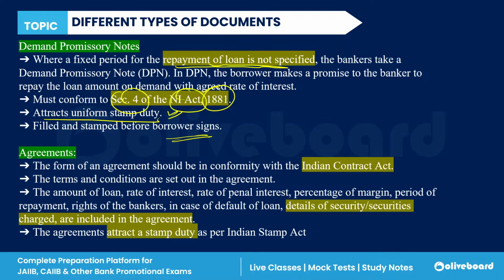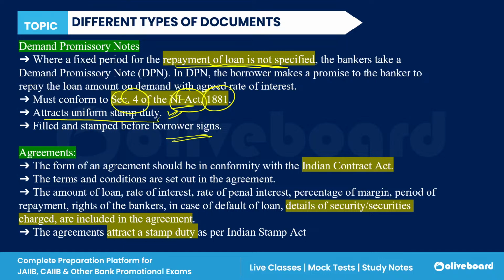Next is an agreement. Now, an agreement is governed by the Indian Contract Act. It is in accordance with the Indian Contract Act. A demand promissory note is according to the Negotiable Instruments Act. But an agreement is according to the Indian Contract Act.